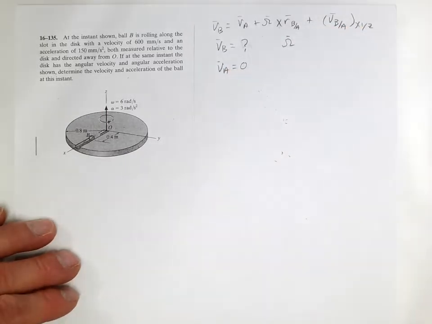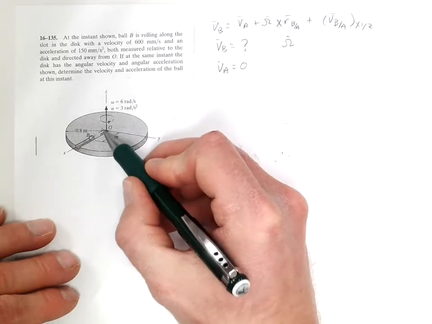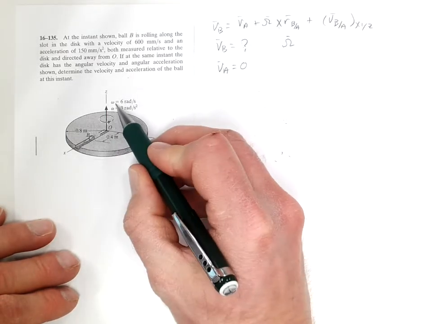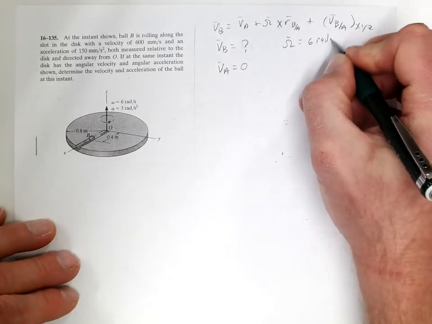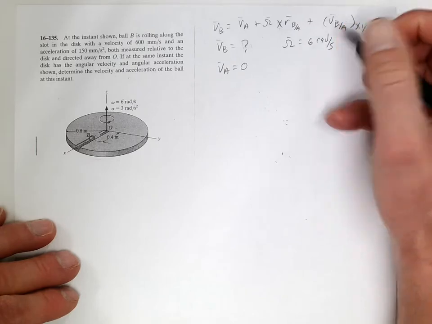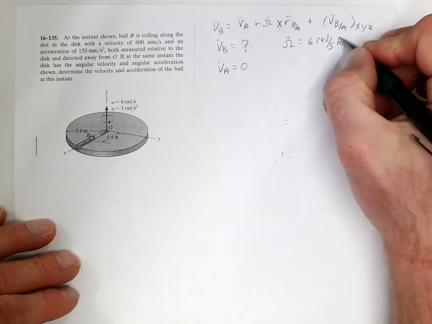Okay, and then omega is the angular velocity of the XYZ reference, that's the smaller XYZ reference, measured from the capital XYZ. So how fast this is spinning. So in this case it's 6 radians per second in the positive k direction.